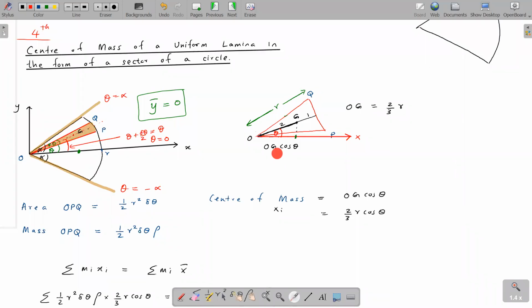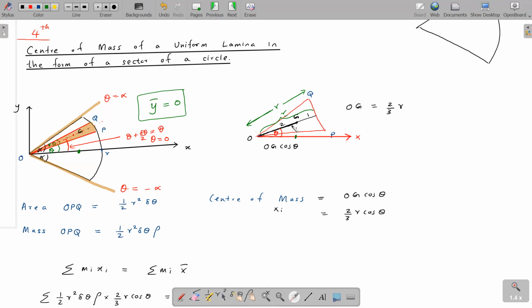And then guys, after getting OG cos theta, now the thing is, what about the OG length? I think you guys can see that the full length of this line is also R, right? Because if you consider this as a sector, the full length of this line, the line that goes in the middle of the sector, is definitely equal to R.